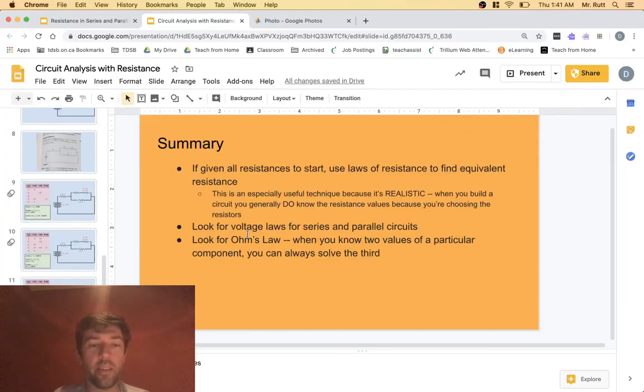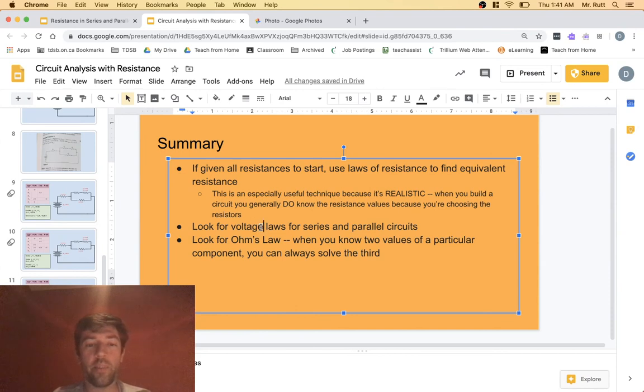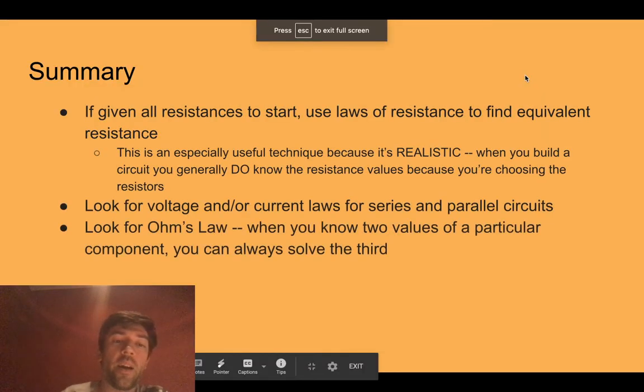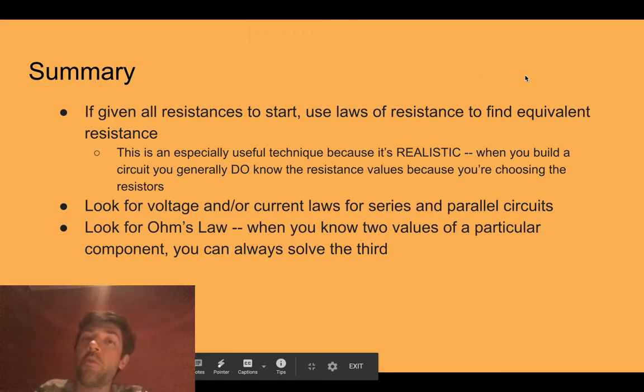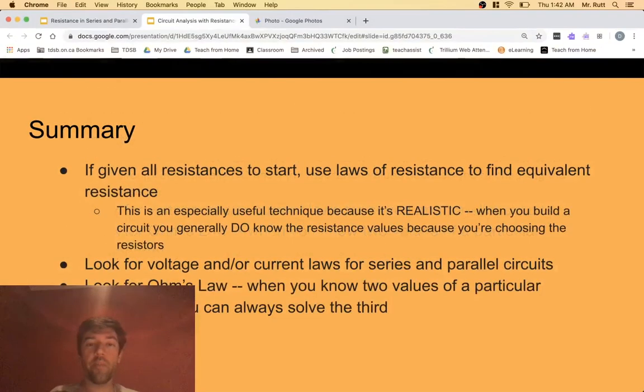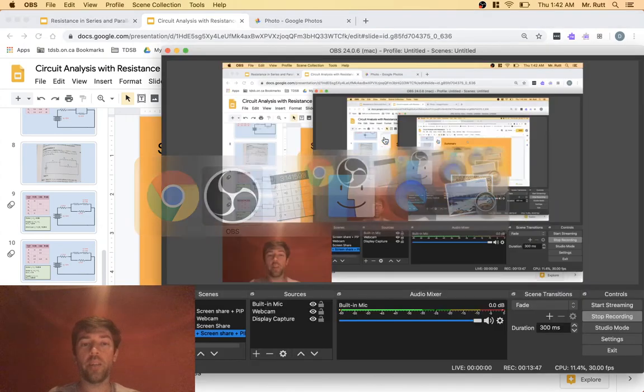I don't know why I didn't say current, but look for voltage and or current laws for both series and parallel circuits. And finally, look for Ohm's law. So basically, anytime you know two values of a particular component, you can always find the third using Ohm's law. And those are some strategies and some examples for doing circuit analysis.